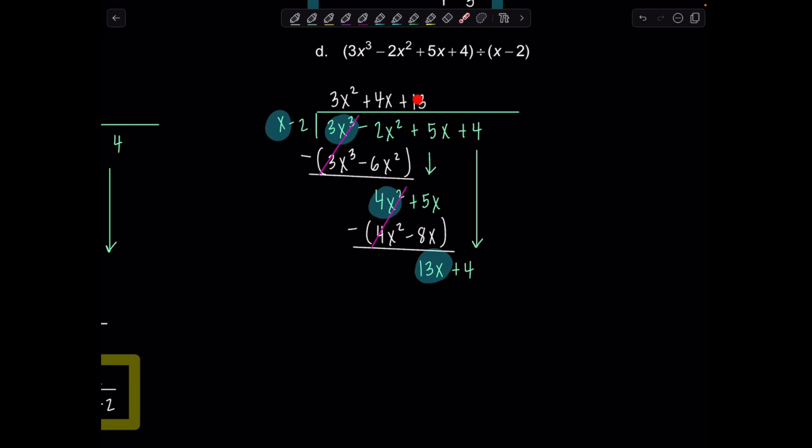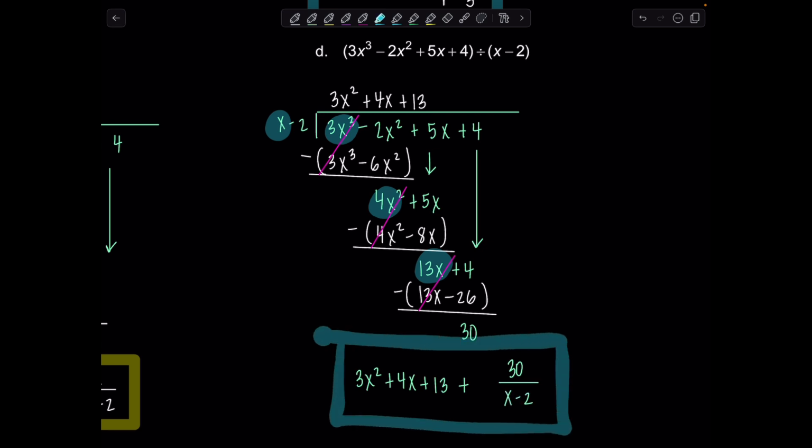Step 2, multiply. So I'm distributing 13 to x minus 2. So it's 13x minus 26. Step 3, subtract. These cancel. Negative 4, that'll be plus 26. I get 30. That's my remainder, right? I can't divide now. That degree is higher than what I have here. Okay, so our final answer is quotient 3x squared plus 4x plus 13 plus remainder over divisor, 30 over x minus 2. How are you guys doing?